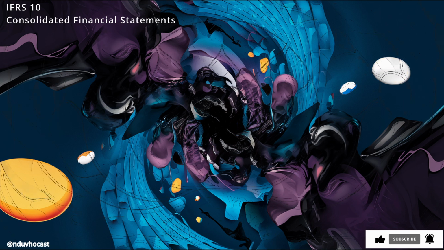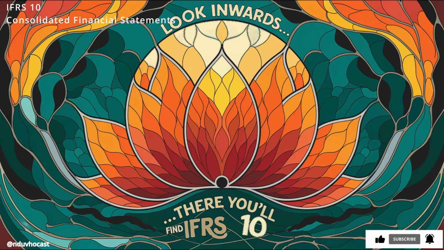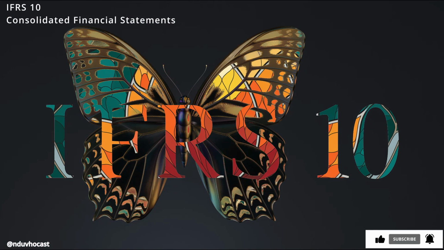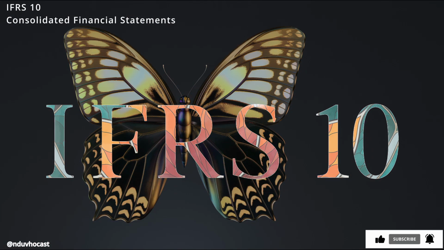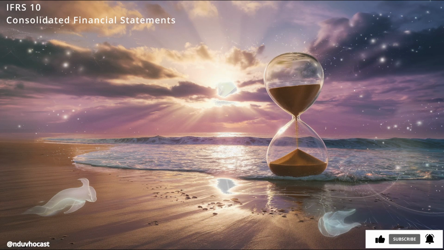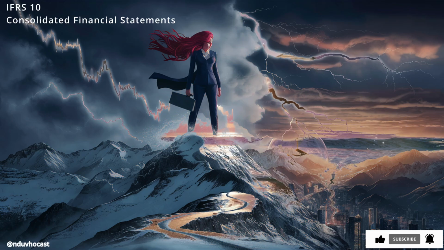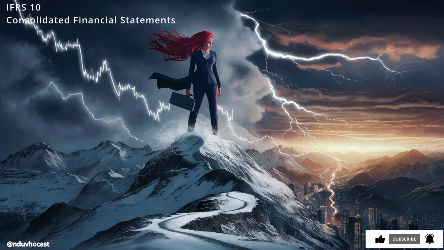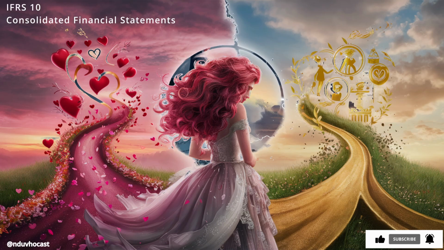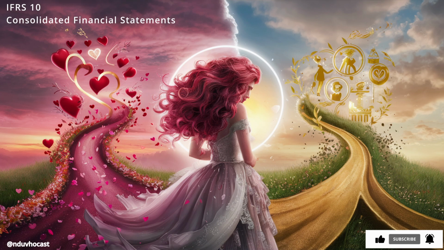These examples really highlight how nuanced and context-specific control can be. It's not always about having the most shares or being the loudest voice in the room. Absolutely. It's about understanding the substance of the arrangements. Who really has the power to direct the activities that matter most? Okay, so we've established that control is the key ingredient in IFRS 10. But once you've figured out who's in control, what happens next? What's the practical implication of all this?